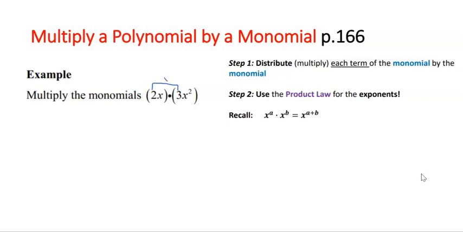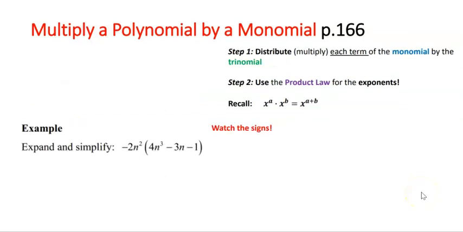We're going to multiply our coefficients. We're distributing this 2x to the 3x squared. So 2 times 3 is 6. And then because we're multiplying x with x, so x to the power of 1 multiplied by x squared, we're going to add our exponents. So 1 plus 2 is 3. So we distribute our coefficients and we use our product law for the exponents.